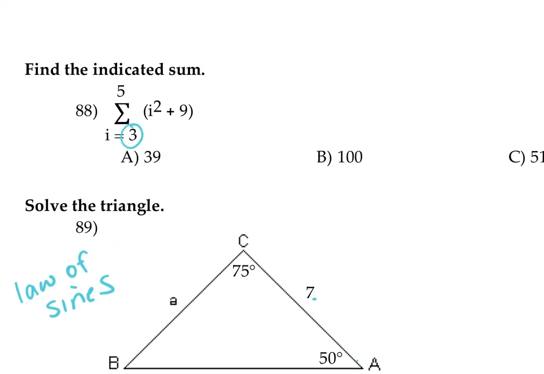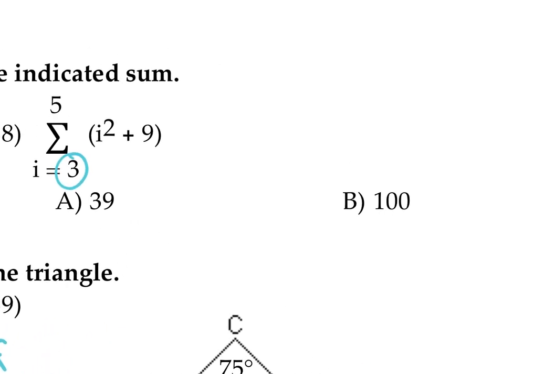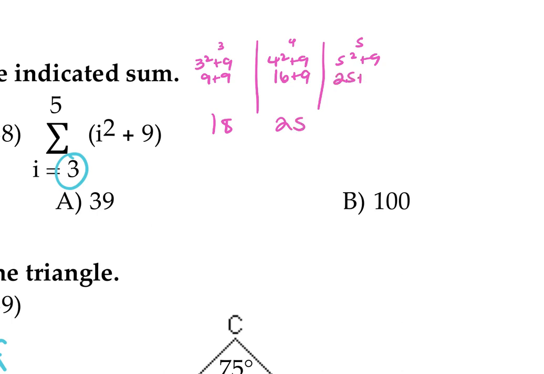Okay, find the indicated sum. This is not geometric, it's not arithmetic, so we have to plug them in. So I'm going to plug in the 3, I get 3 squared plus 9. I'm going to plug in a 4, 4 squared plus 9, plug in a 5, 5 squared plus 9. I'd get 9 plus 9, which is 18, 16 plus 9, 25, 25 plus 9, 34. And then add them all together: 18 plus 25 plus 34, and I get 77.